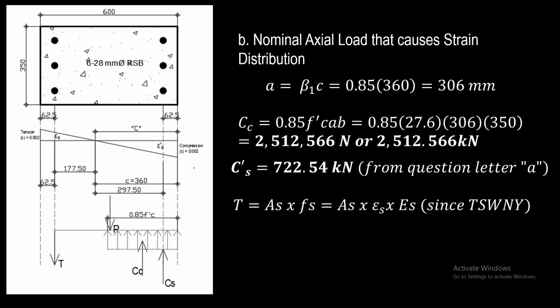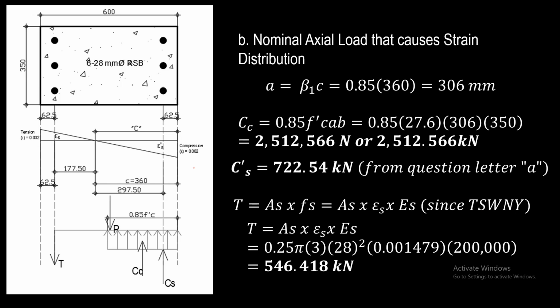To substitute this value, we have 0.25 pi times 3 pieces of 28 millimeter diameter bar squared, times the tension strain of 0.001479, which was previously computed, multiplied by the modulus of elasticity of steel of 200,000 megapascal. After substituting those values in our calculator, we have 546.418 kilonewtons. For the question, what is the value of P, the nominal axial load caused by the strain?